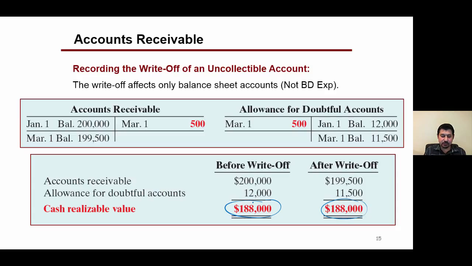And as you can see, the write-off journal entry will only affect the balance sheet accounts, because it's affecting allowance for doubtful accounts and accounts receivable, but not bad debt expense. So it will not affect income statement accounts.